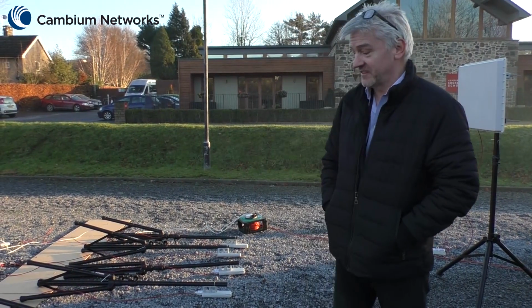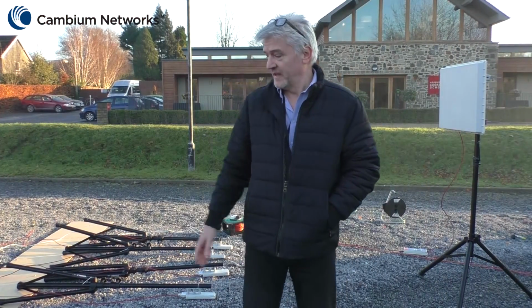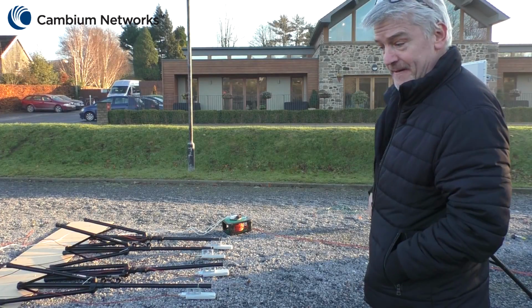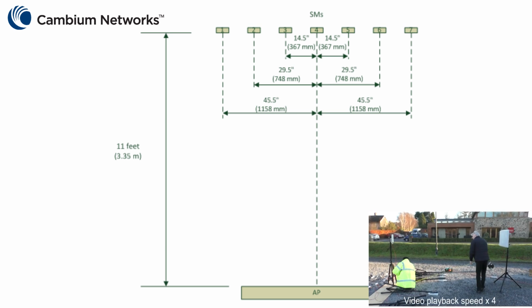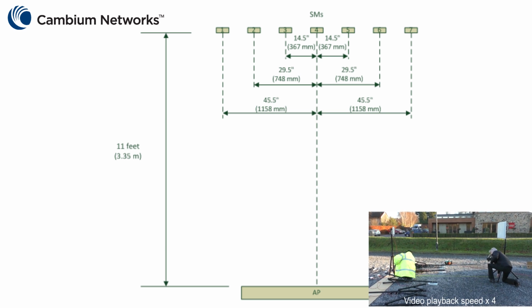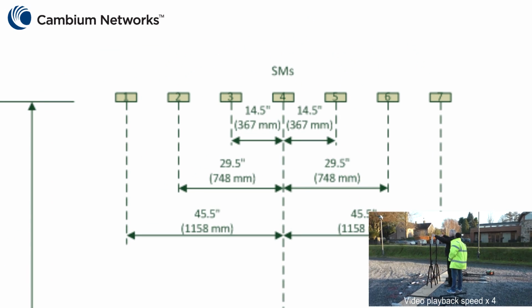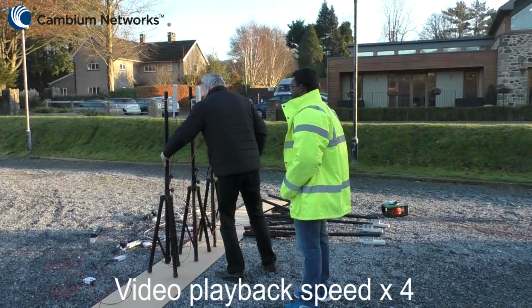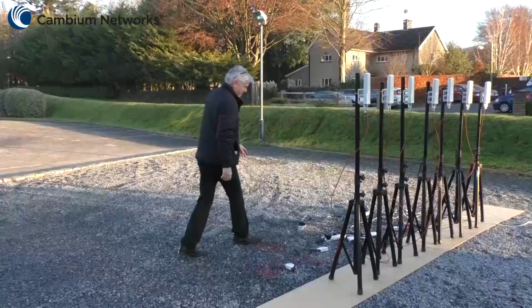What we're going to do now is install the equipment. Initially a rough install, putting the SMs at the desired locations relative to the AP. In this setup, the centre SM is placed 11 feet or 3.35 metres from the PMP 450m access point. The other 6 SMs are placed at specific distances from the centre SM, as shown in this diagram. This gives the required angular separation between SMs to allow grouping and so spatial multiplexing.